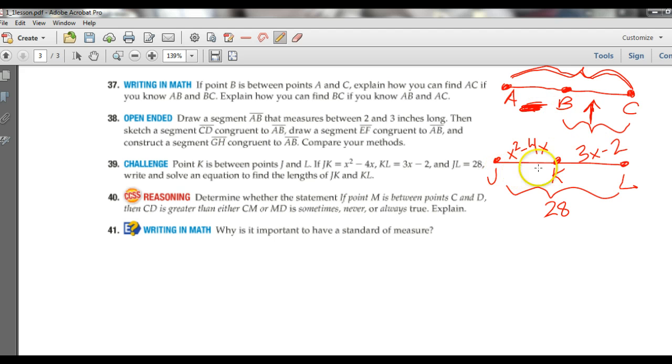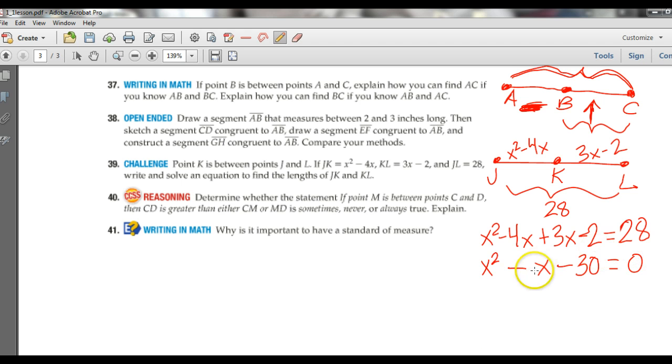So we know that the length of JK plus the length of KL always has to equal the length of JL. From here, we would combine our like terms and get this in standard form, since it's a quadratic. So we have x squared minus 4x plus 3x is minus x. Then we have minus 2. I'm going to subtract 28 from both sides so that I get minus 30 on the left and 0 on the right. From here, I can use the quadratic formula or I can use factoring.